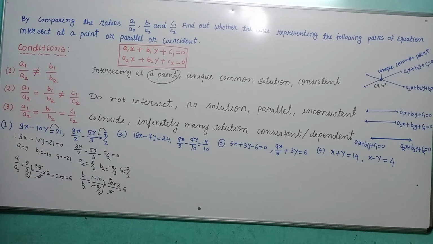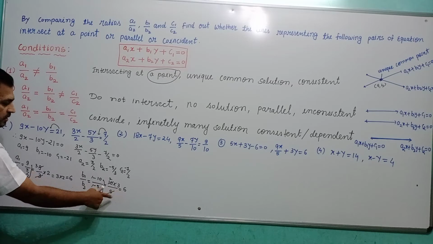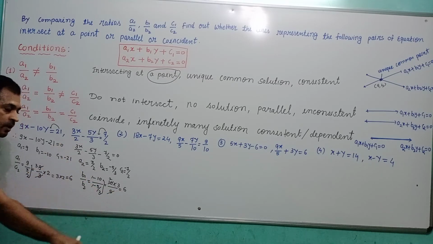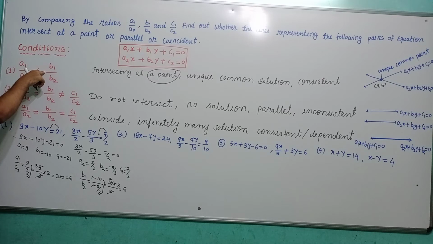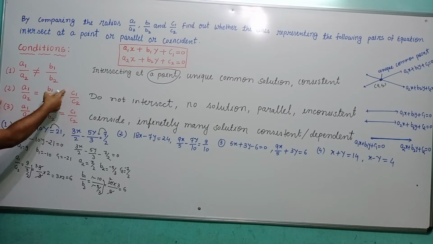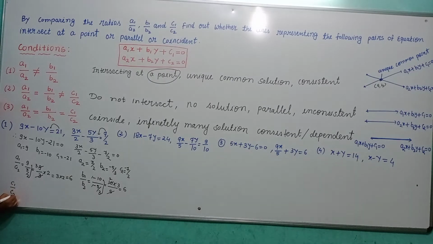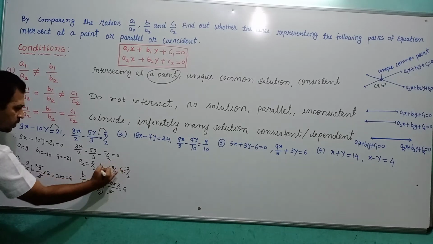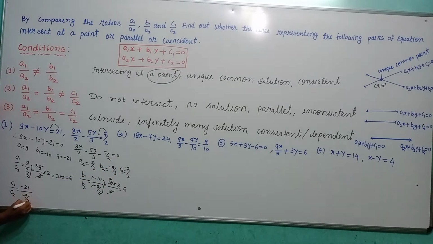Now students, again we will find out c1 by c2, because a1 by a2 is 6 and b1 by b2 is 6, so we have to check whether these are equal to c1 by c2 or not. So c1 by c2, right? What is c1? c1 over here is minus 21. What about c2? Minus 7 by 2. Right students?